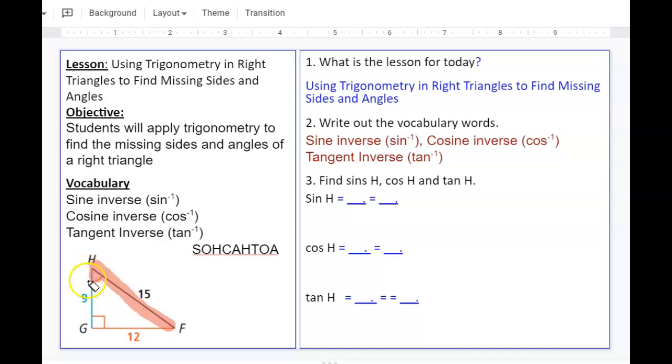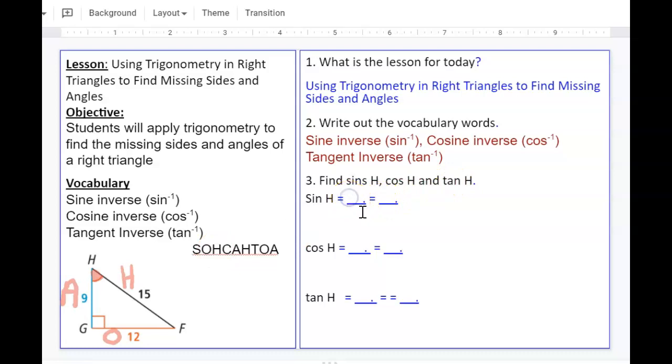Now, the 9 would be your adjacent side, okay? The side that combines with the hypotenuse to form the angle. So that's your adjacent side. And then, of course, your opposite side is 12. Now, sine h by definition is what? Opposite over hypotenuse. You can always use your SOHCAHTOA to help you. See, sine is opposite over hypotenuse.